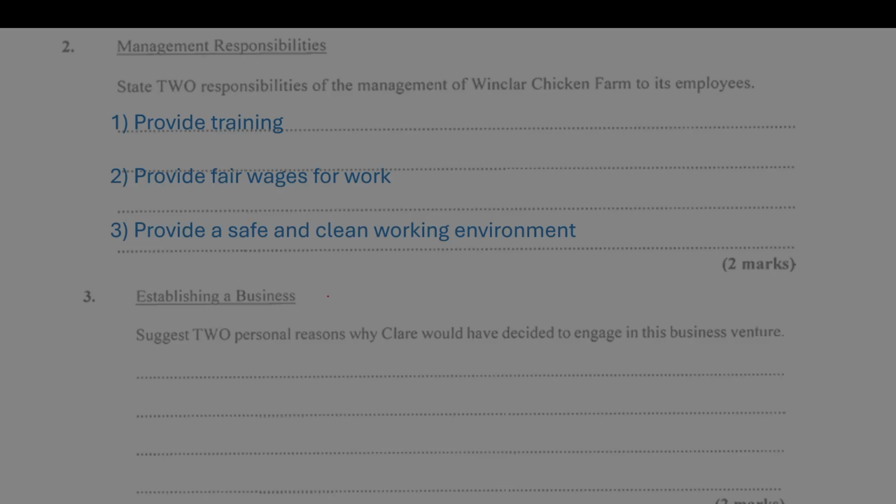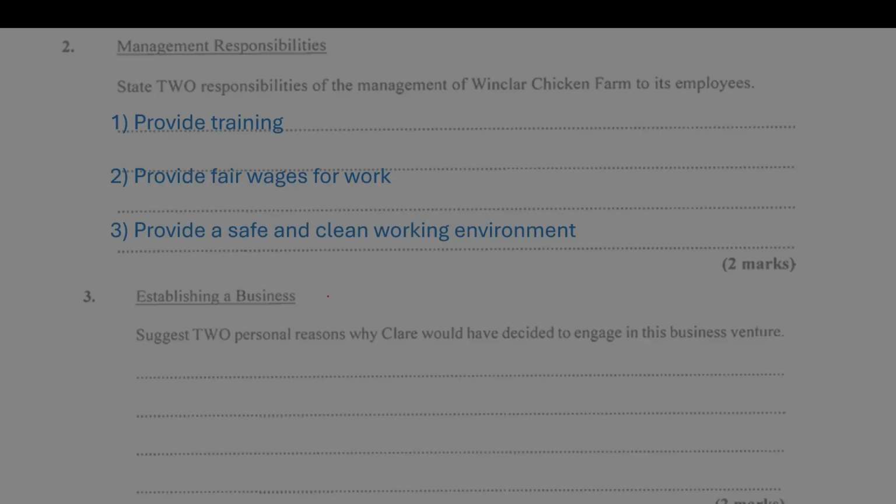Secondly, a second responsibility that we as the management have to our employees is to provide fair wages for their work. So fair pay ensures that employees remain motivated to work hard as well as continue working hard. So, thirdly, a third responsibility we have as management to our employees is to provide a safe and clean working environment. So, as management, we want to ensure that the working environment is always kept clean and free of any hazards. For example, we don't want a dirty work environment where workers could potentially fall and get injured.